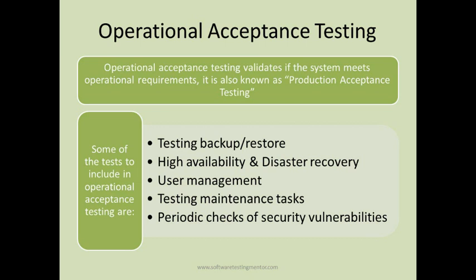Then high availability. Suppose one web server goes down, it should switch over to another web server, and your application should keep on running. For example, for Amazon and eBay websites, these e-commerce platforms, if they go down for even an hour, there is a loss of millions involved. So high availability and disaster recovery is very important. These are some of the tests that need to be done in operational acceptance testing.